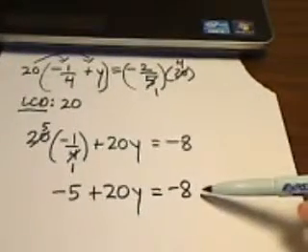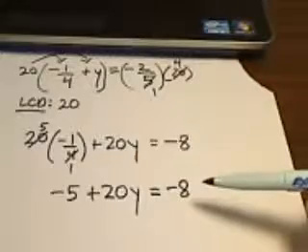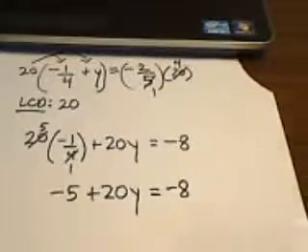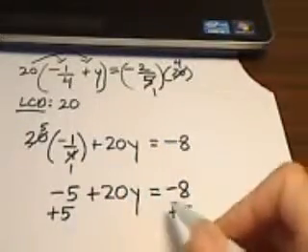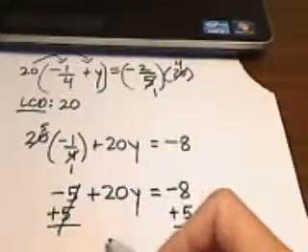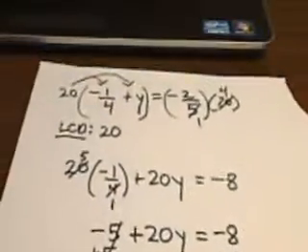So now you see what you're dealing with is something that doesn't have any fractions in it. And that can make it more simple for us to solve. So I'm going to add the 5 to the other side now. So I have 20y equaling a negative 3.